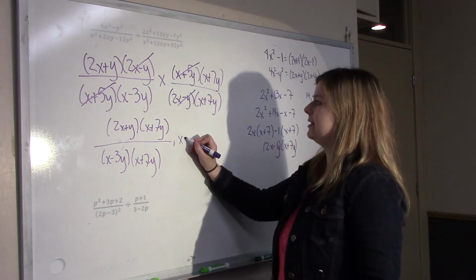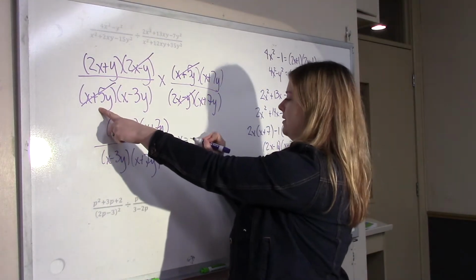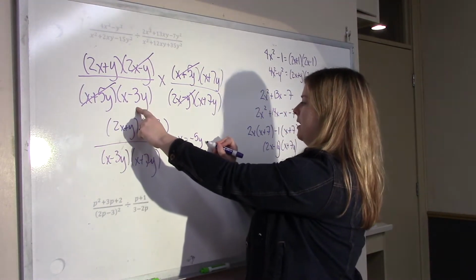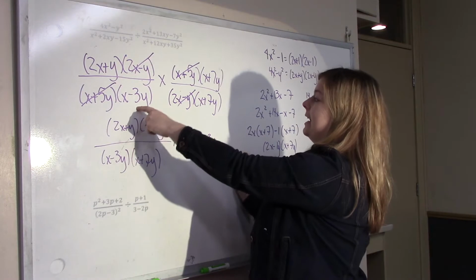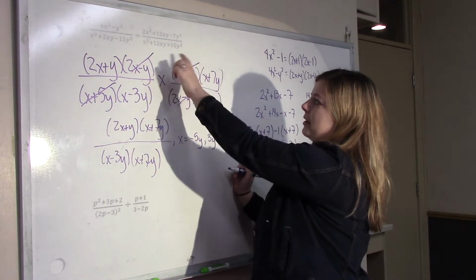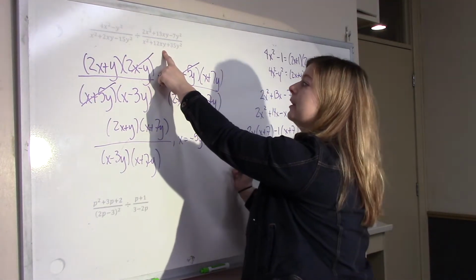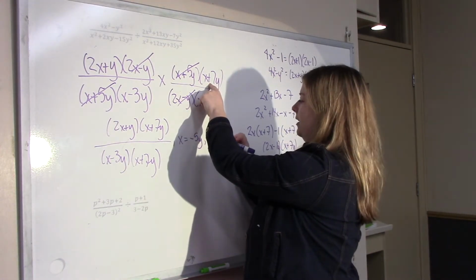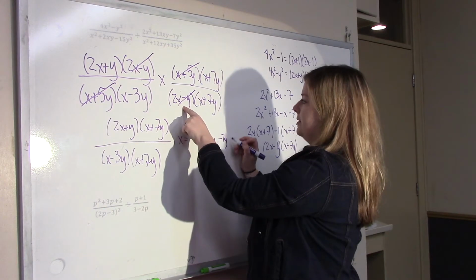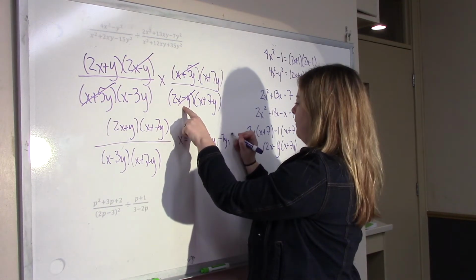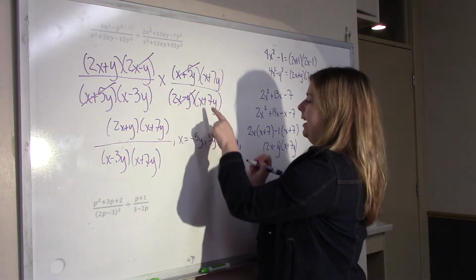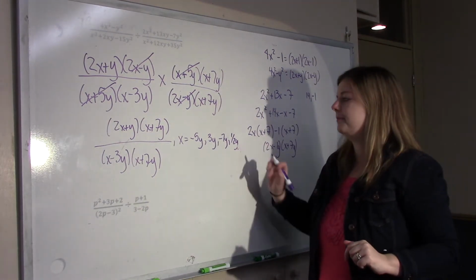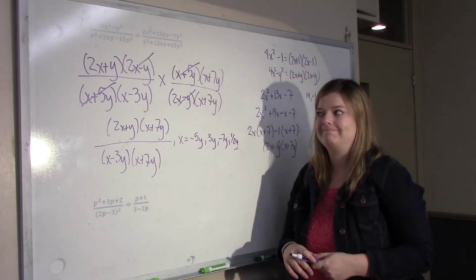Now our restrictions have to include this one, so minus 5y. This one, 3y. Now, also these two, because remember, they were originally on the denominator. So, negative 5y, negative 7y, and then these two. So, that's a half y, and negative 7y we already have. So those are the restrictions there.